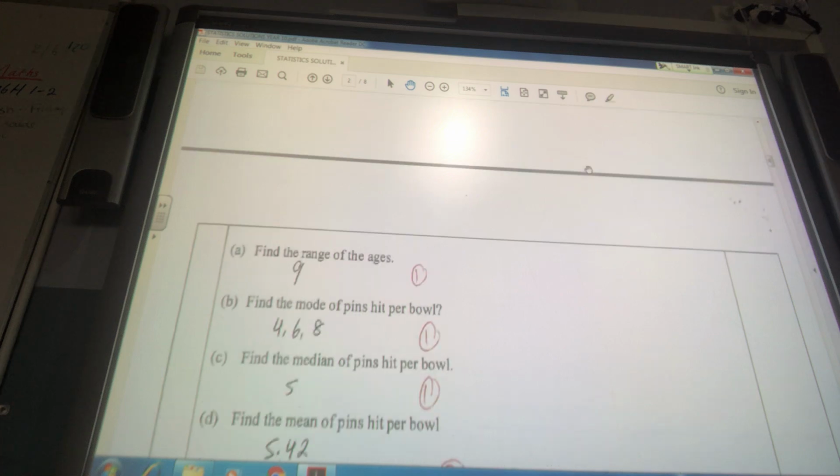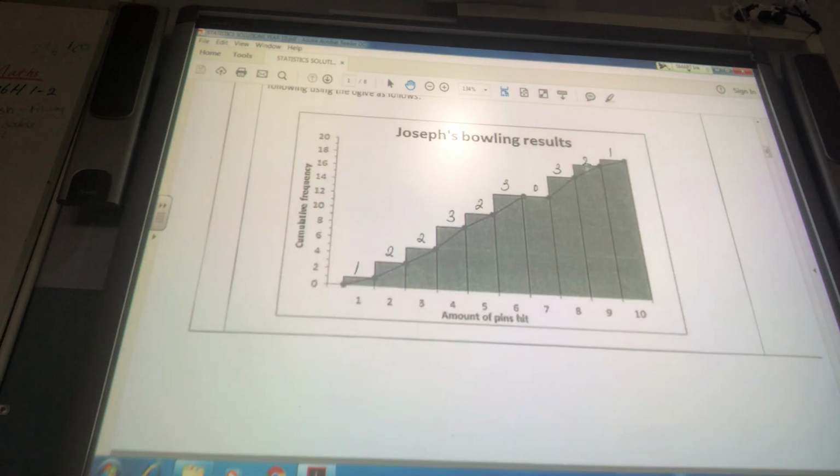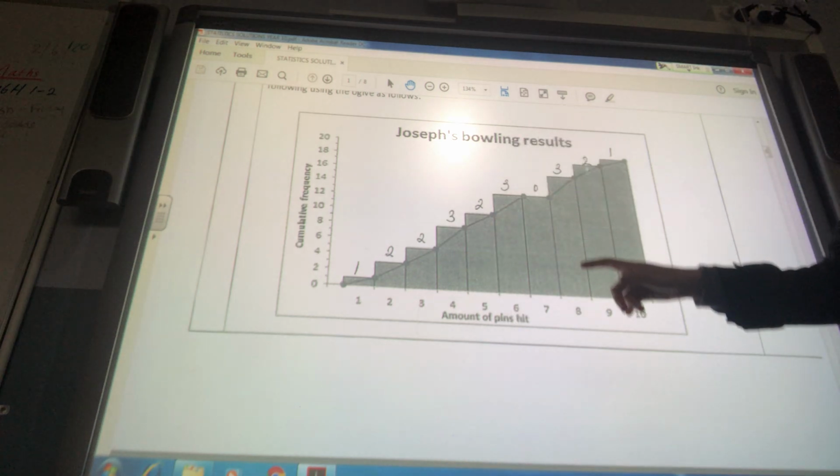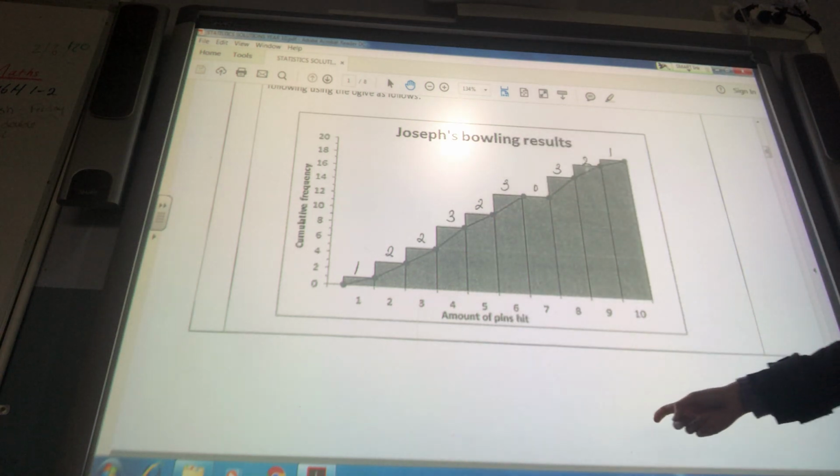And the mean, you just have to put in all the numbers with not the cumulative frequency, but the actual frequency. Right? So in your calculator, you need to put in 1, 1, 2, 2, 3, 2, 4, 3, and so on and so forth, to be able to find 5.42.